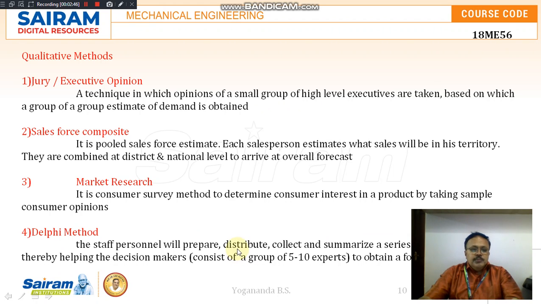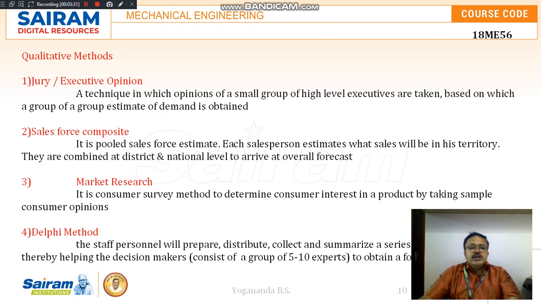Now, the methods of forecasting. As we have seen, there are two methods of forecasting: the qualitative methods and the quantitative methods. Under qualitative methods, the first is jury or executive opinion. It is a technique in which the opinions of a small group of high-level executives gathered together are taken, based on which a group estimate of demand is obtained.